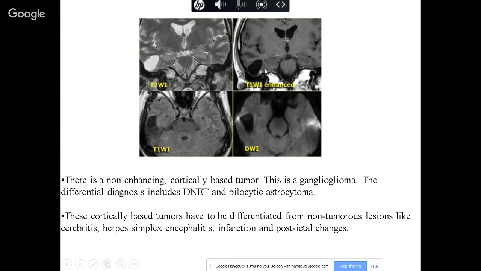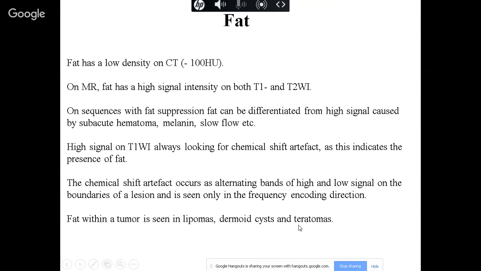Okay, so when you see a cortical-based lesion in the temporal lobe, your differential diagnosis is ganglioglioma, DNET, pilocytic astrocytoma, oligodendroglioma. So this is the list. You think about it. This is a non-enhancing cortical-based tumor. So this is ganglioglioma, all right? Differential non-tumor such as herpes, we see infection, post-ictal change because of diffusion with immunity. All right, so we talked about cortical-based disease.